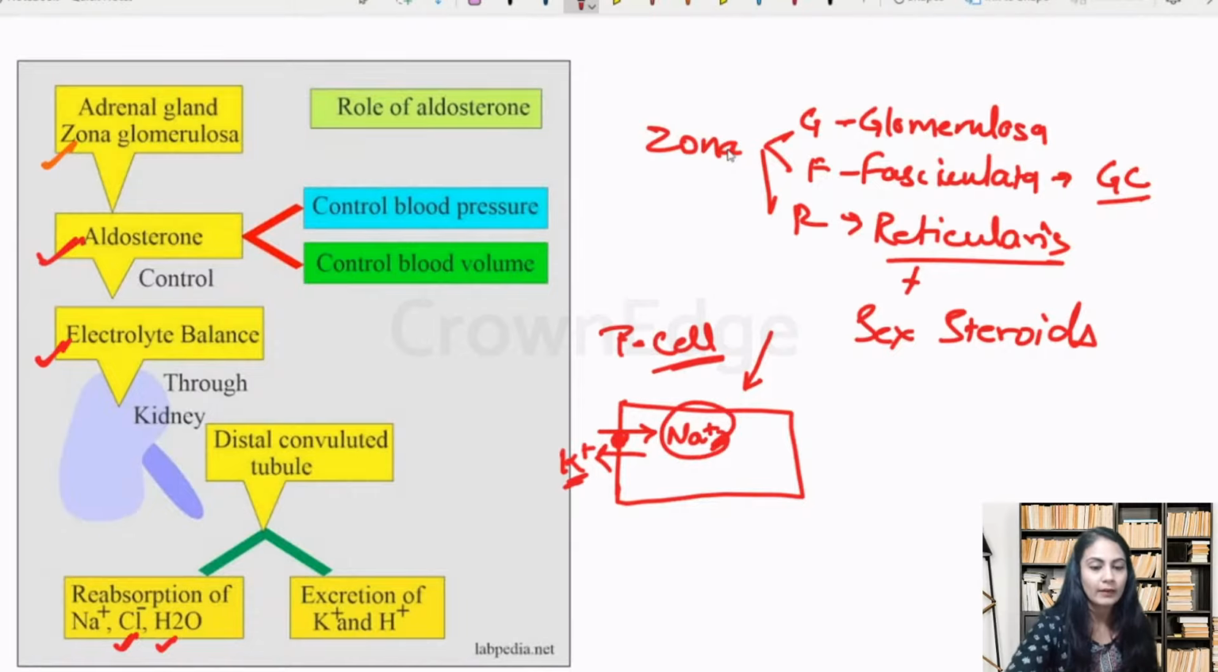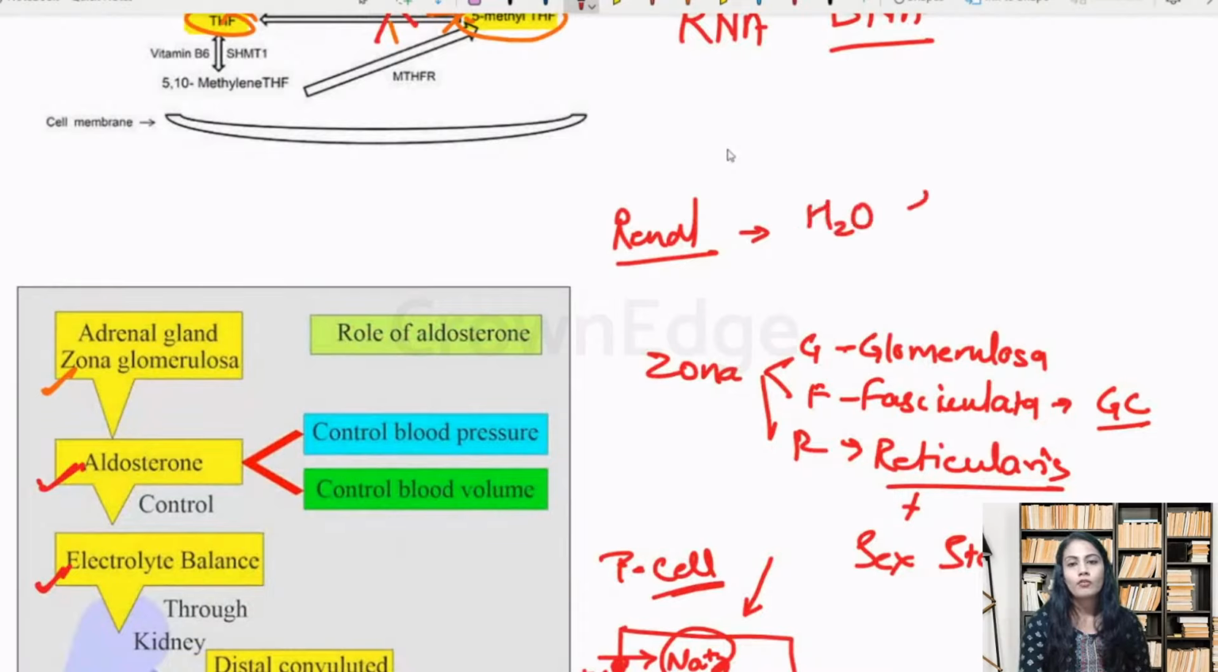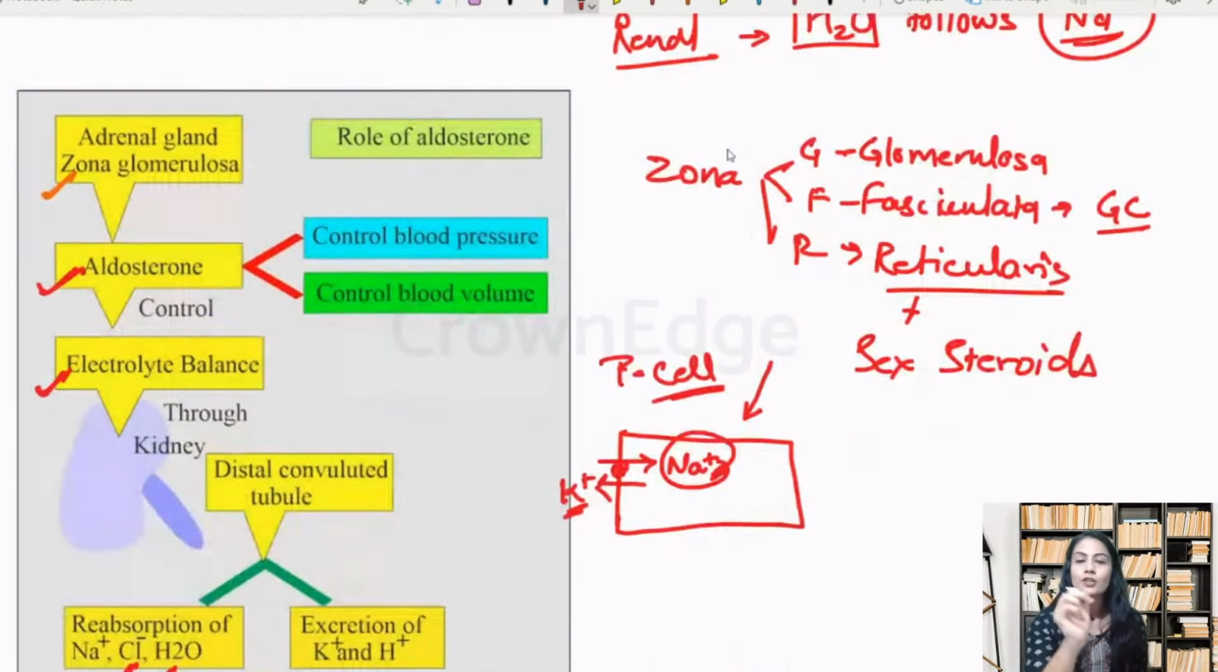This is the rule that we already learned, right? Always, in the renal system or in the body also, water follows sodium. Sodium is the crush of the water, so water has an immense crush on sodium. Wherever the sodium goes, the water will follow. That's why I said that aldosterone absorbs both sodium and water.